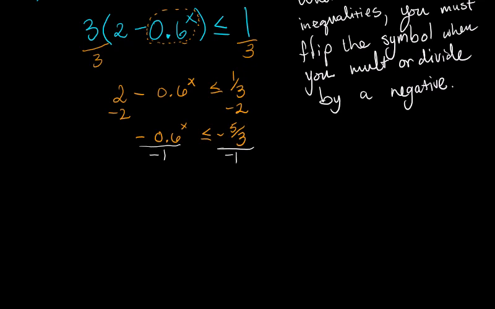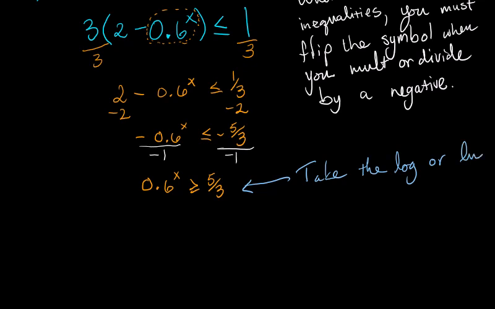So now we're going to have 0.6 to the x is greater than or equal to 5/3. And the question is, now what do we do? I'm going to encourage you to solve this by taking the log or the natural log of both sides. Log base 10 or natural log, because those are in your calculator pretty easily.